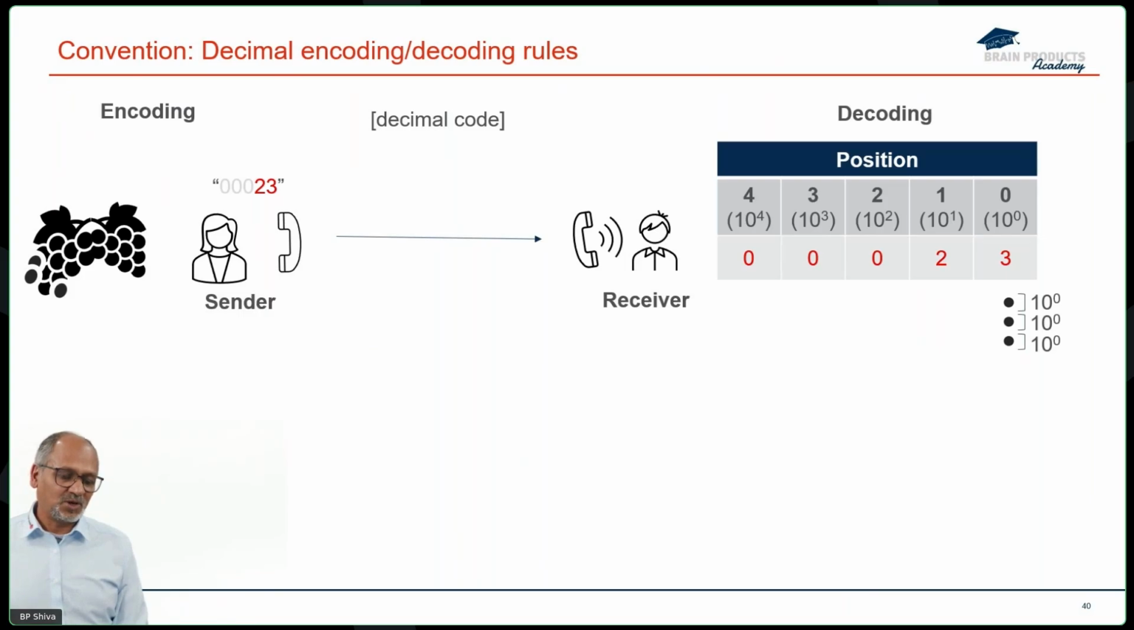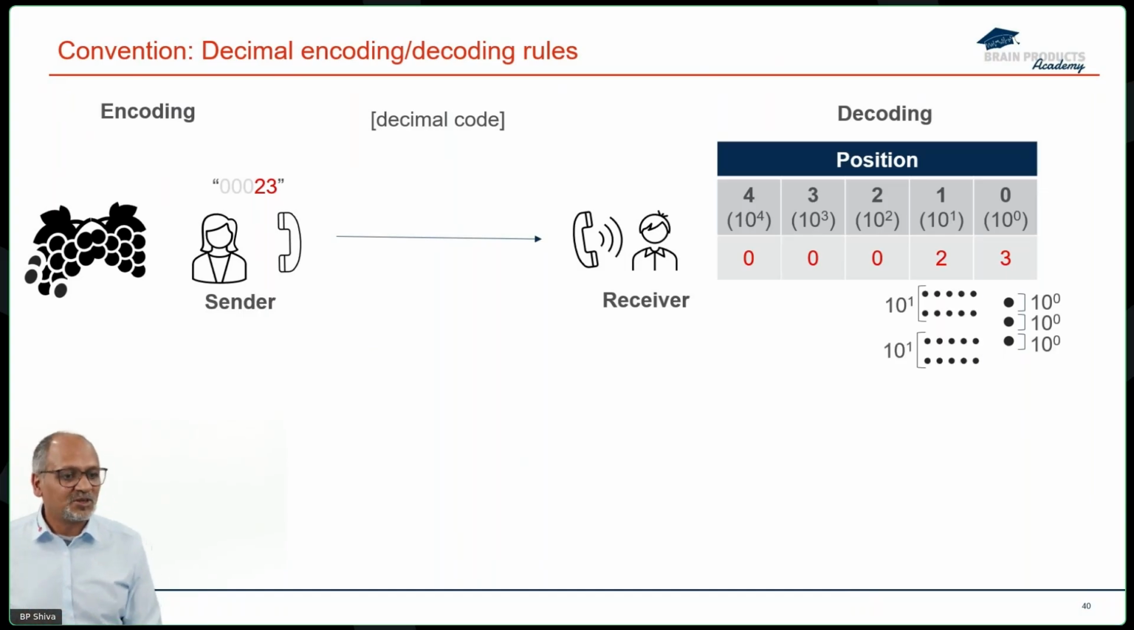And when you do this with the decimal system, the first position, number 3, in the 0 position, represents single units. So 3 implies there are 3 times 10 to the 0.